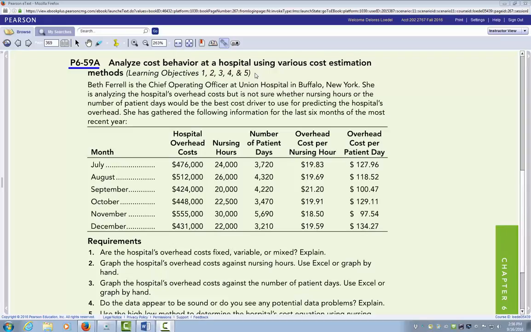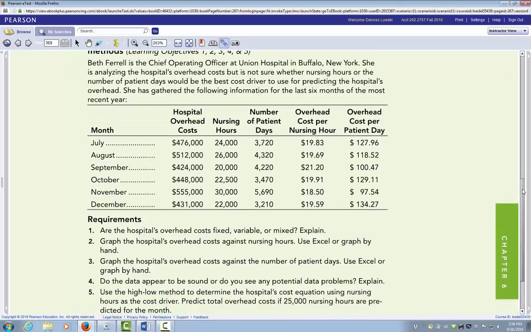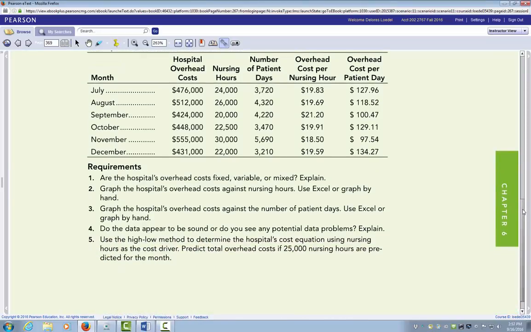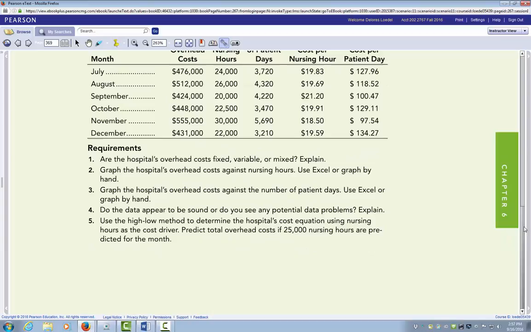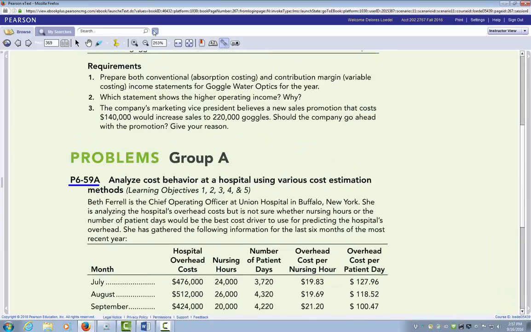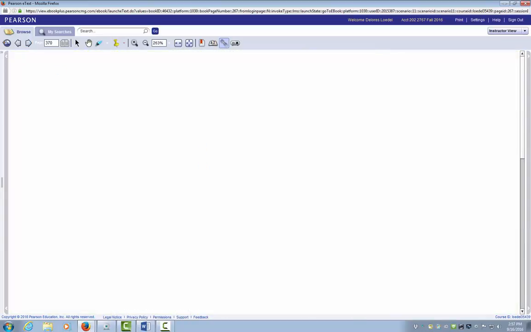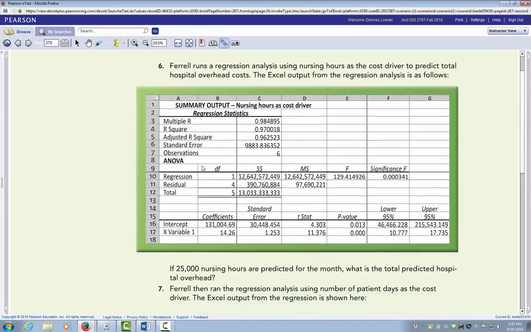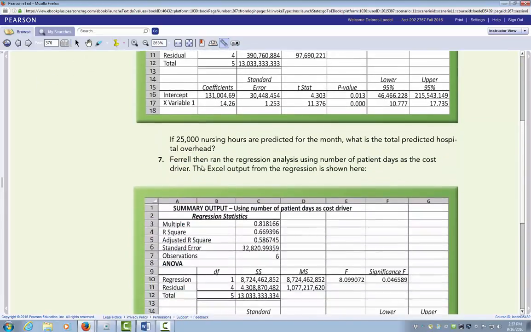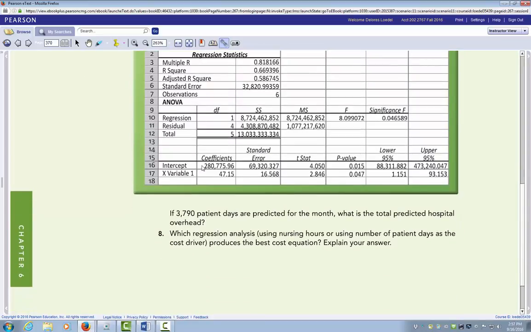So what I'd like for you to do is pause the video here, and read through all the requirements for this particular problem. Please note that this is quite a long problem. There are requirements 1 through 5 on this page, and then if you go to your next page, page 370, you will see requirements 6, 7, and 8. So pause the video and please take a look at those requirements right now.